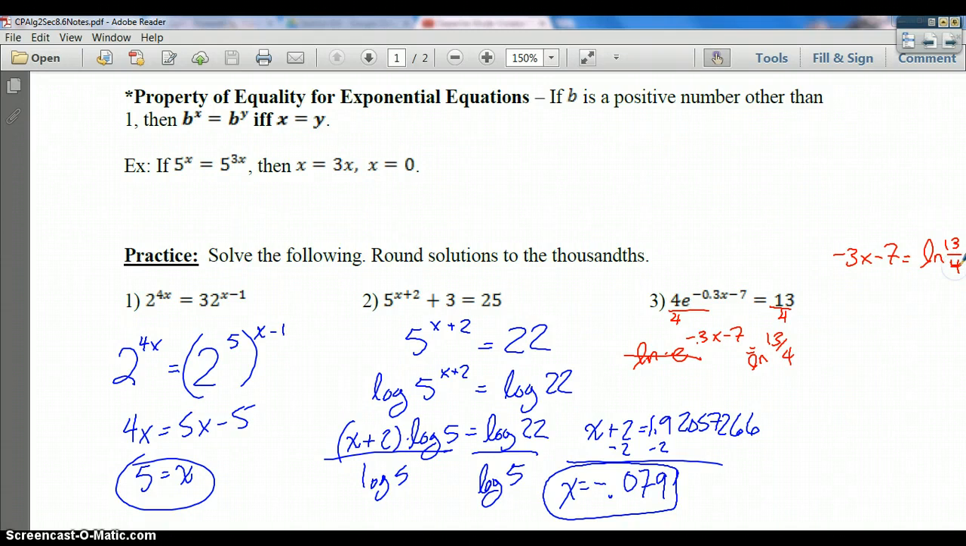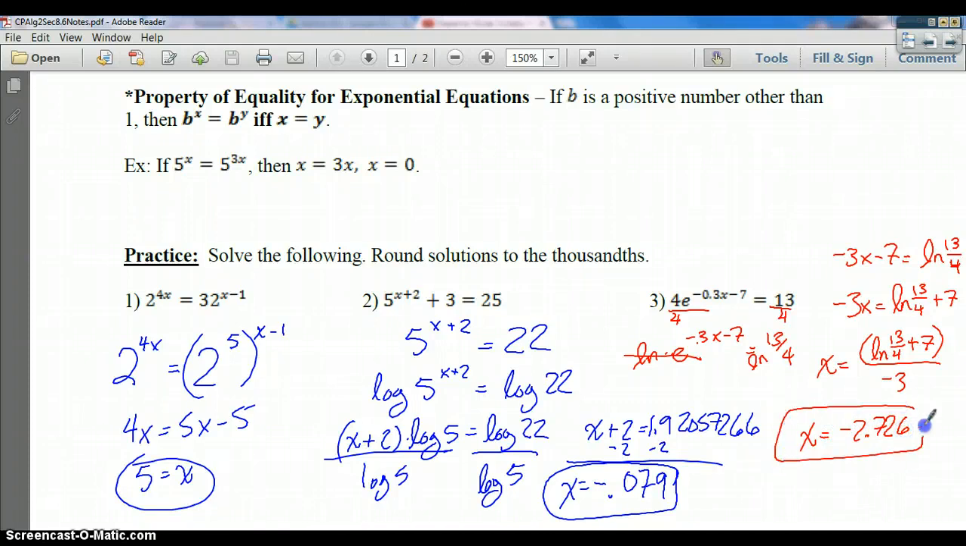Okay, so what you end up with here is negative 0.3x equals the natural log of 13 over 4 plus 7. And then I'm going to divide that whole answer by negative 0.3. So that's going to be a lot to type in here. So I got natural log of 13 divided by 4 plus 7. And then I'm going to divide that by negative 0.3 on my calculator. And again, rounding this to the nearest thousandth would be the following, negative 2.726.